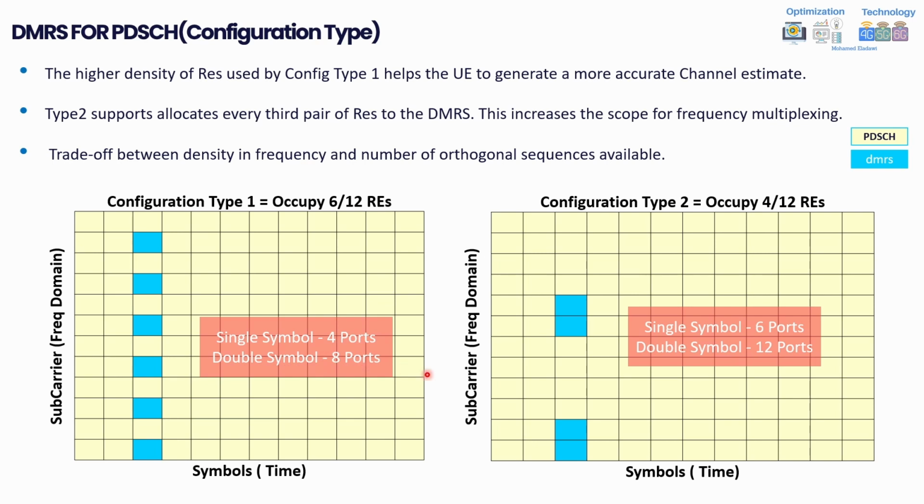Speaking about configuration type 2, as mentioned here, it uses every third subcarrier and has two symbols, so around 33% of the resource elements are used by DMRS. As you can see, it has more antenna ports, like 6 ports and 12 ports. That's why, as we mentioned before, it increases the scope of multi-user MIMO and the scope of frequency multiplexing. And in the next slides, I will explain why this one has 4 ports and why this one can have up to 6 ports or even 8 or 12.